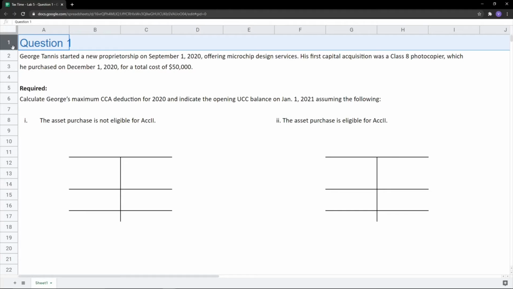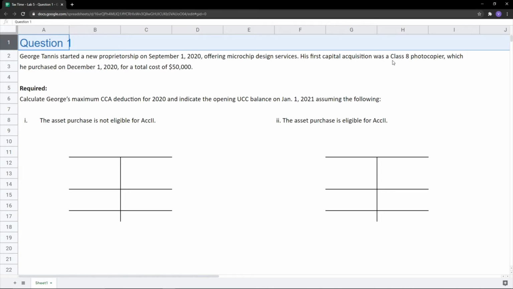Question 1 reads as follows. George Tennis started a new proprietorship on September 1st, 2020. That's important information. It being a new proprietorship beginning partway through the year is an indication to you that you are probably going to be dealing with a short fiscal year.